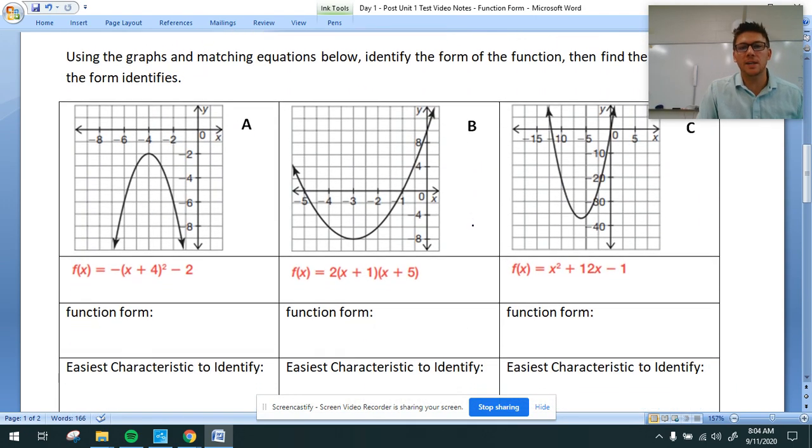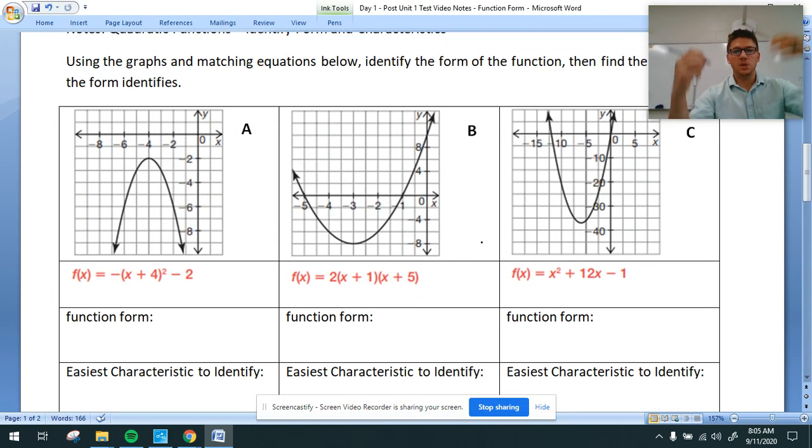So here's where we get into the characteristics. There are a lot of different characteristics of graphs. In this unit, we're going to really focus in on three of them. For a parabola, we're going to focus on the x-intercepts. We know an x-intercept is where the graph crosses the x-axis. The x-axis is the horizontal axis.